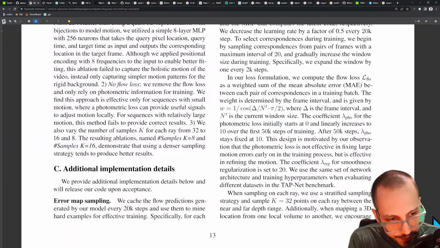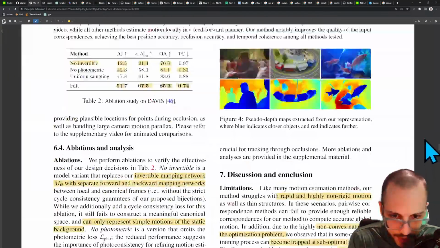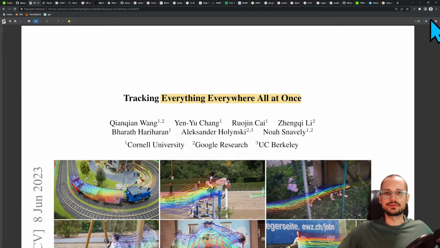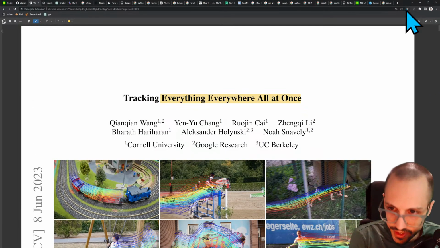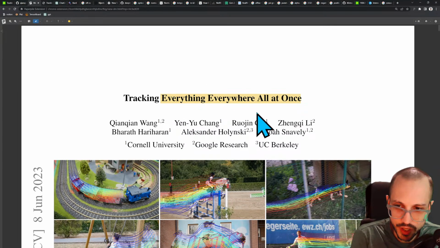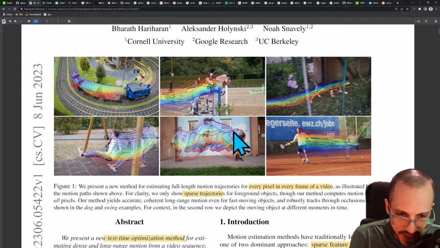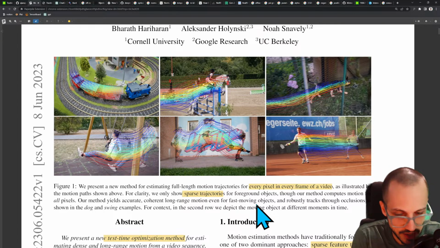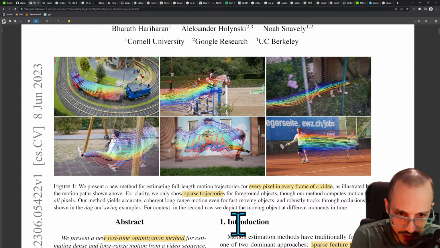Cool. So that's it. That's the paper. Let me see if I can do a quick summary here. All right. So today we read Tracking Everything Everywhere All at Once. This was work that comes out of Google, Cornell, and UC Berkeley. This was a tracking paper that builds on top of existing optical flow and structure from motion work. It calculates pairwise correspondences between frames in a video in such a way that you can create pixel trajectories for any pixel in the video.